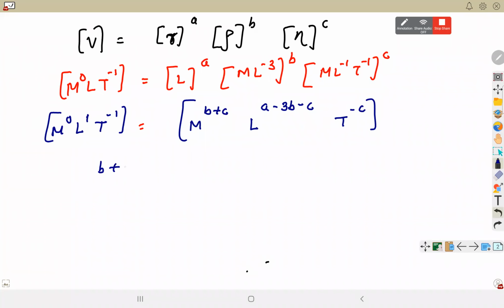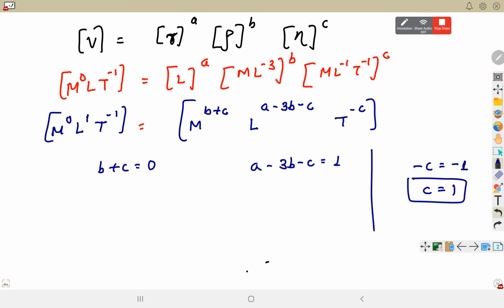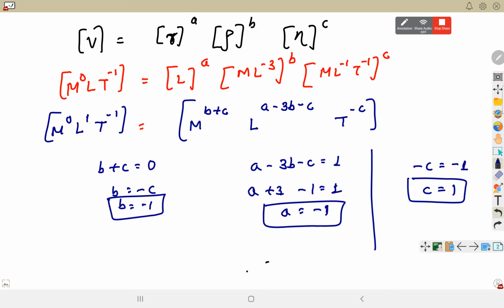B plus C will become 0. A minus 3B minus C is equal to 1, and minus C is equal to minus 1. So C is 1, B will come out to be minus 1. A minus 3 becomes 3, minus 1 is equal to 0. So plus 2 minus 1, A is also minus 1. A is minus 1, B is minus 1, and C is 1.